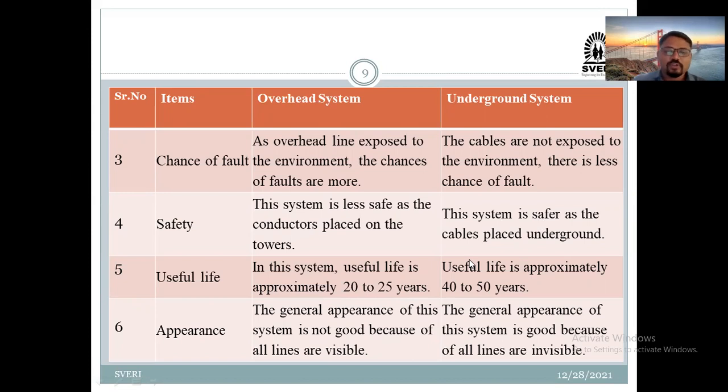Okay, then fifth point, useful life. What happens as far as the useful life is concerned? The useful life of the overhead system is 20 to 25 years. But the useful life of the underground system is approximately 40 to 50 years.